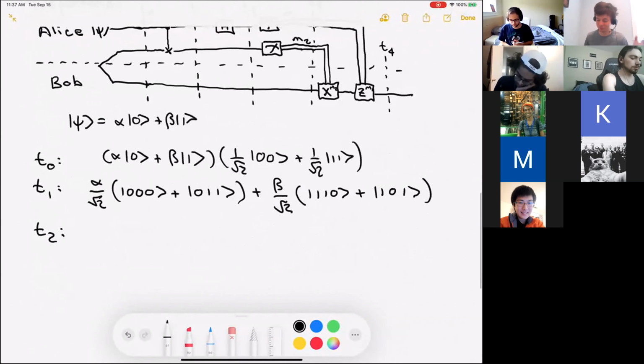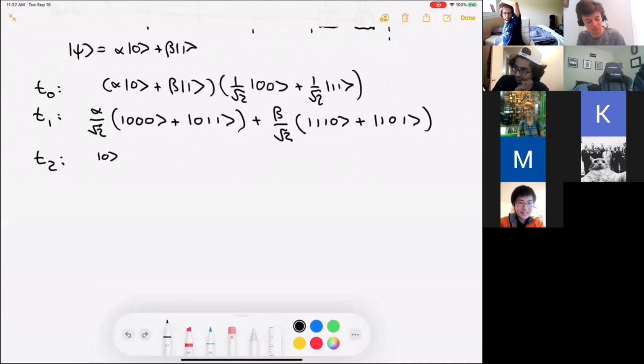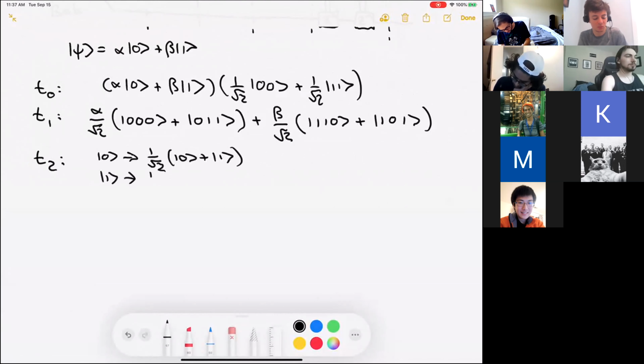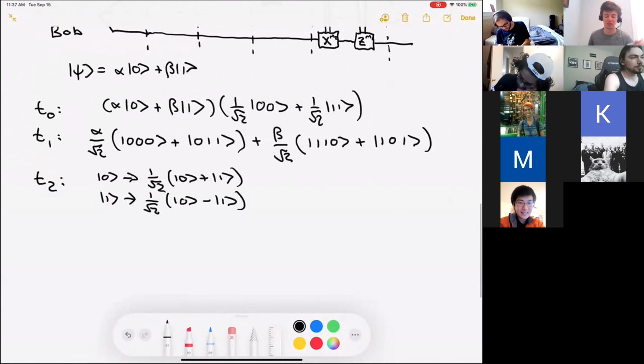So now it's going to seemingly become a bit messy. So 0 is going to go to 1 over square root 2, 0 plus 1. 1 is going to go to 1 over square root 2, 0 minus 1. Again, this is just for the first qubit. The other 2 qubits aren't having anything done to them, so they'll stay the same.